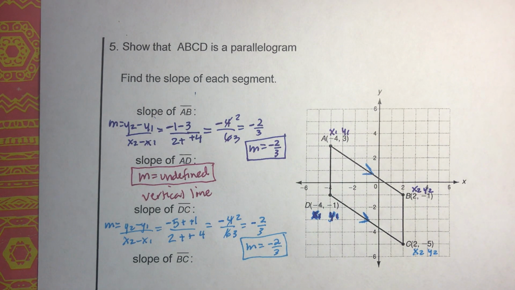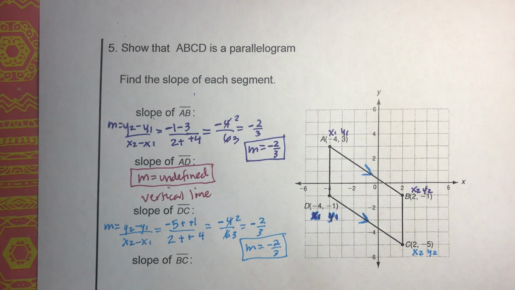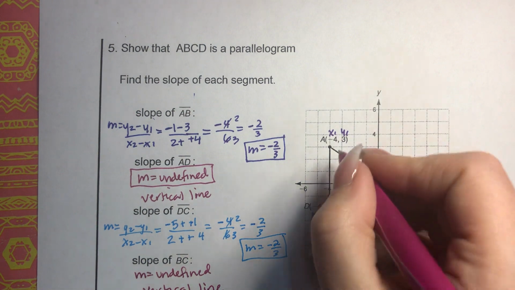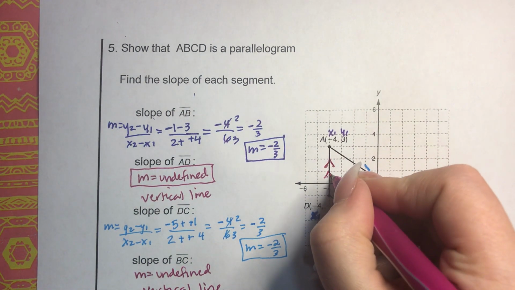Perfect. What's the slope of BC? It's a vertical line, so that means that M is undefined. Because it's a vertical line, these two are actually parallel as well.